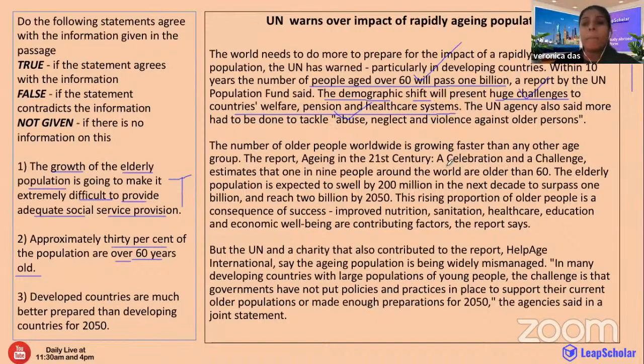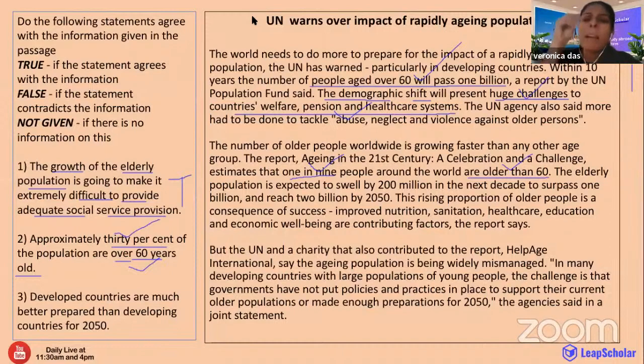Shall we read, please? A celebration and a challenge estimates that 1 in 9 people around the world are older than 60. And what is our question saying? 30% of the population are over 60. These are our keywords. But over here it says 1 in 9. Is 1 in 9 equal to 30%? Can we assume? So what is your answer first? It is false. Why is it false?